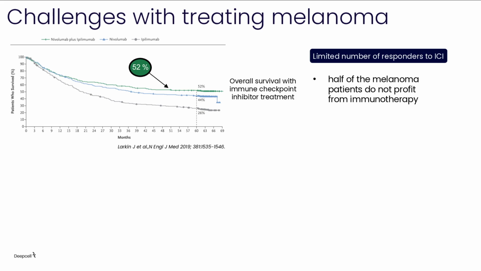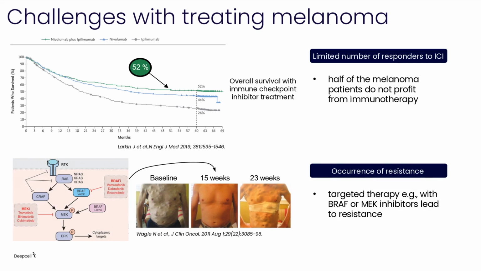On the downside, of course, that also means that still half of the melanoma patients do not profit from immunotherapy. These patients are then often treated by targeted therapy. In melanoma, there is an activation of the MAP kinase pathway. A lot of melanomas have a mutation in the BRAF gene that leads to this hyperactivation of the MAP kinase pathway. One of the inhibitors therefore basically inhibits this BRAF oncogene, or rather the protein produced by this oncogene.